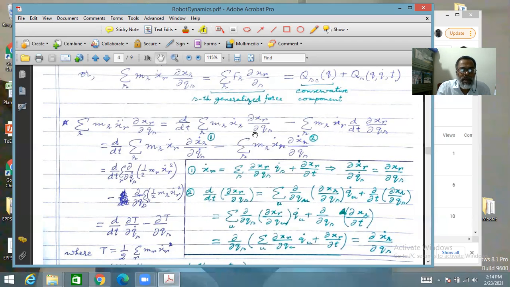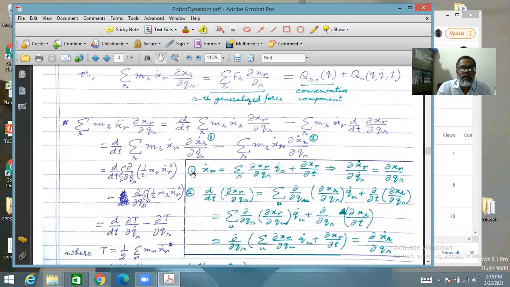Okay. Now, from this step to this step, we have done two things. In this term, del xr by del qs, we have replaced with del xr dot by del qs dot. You see one here in green. Here, in place of d by dt of this, we have put del by del qs of xr dot. So here, the partial derivative is first, and then the time derivative takes place. Here, over xr, the time derivative is first, and then the time derivative is partially differentiated.